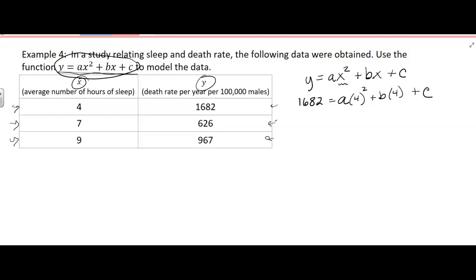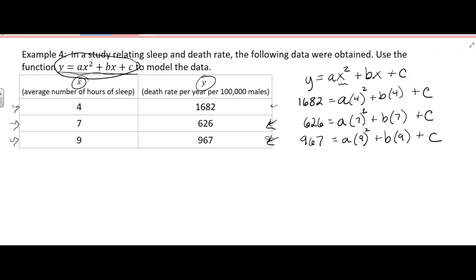Now I'm going to do the same thing for the second equation. My Y is 626, my A I don't know, but my X is 7. And then for the bottom equation, I have 967 equals A times 9 squared plus B times 9 plus C. So that's what's happening. I'm putting in an X and a Y for each pair here. I have 3 pairs, and for each one I'm putting in the X and the corresponding Y.